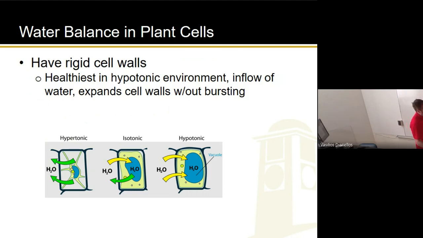It's not necessarily bad for it, but not good. But then hypertonic is obviously going to be really bad for the same reason it's bad for us, because it gets dehydrated. But in this case, not only does it get dehydrated, but then the cell membrane also detaches from the cell wall, which is really bad.